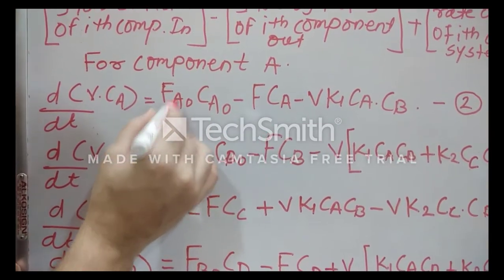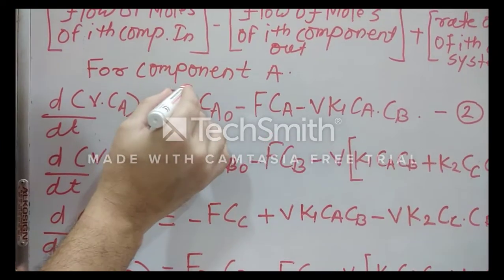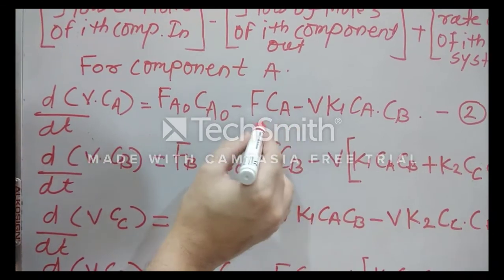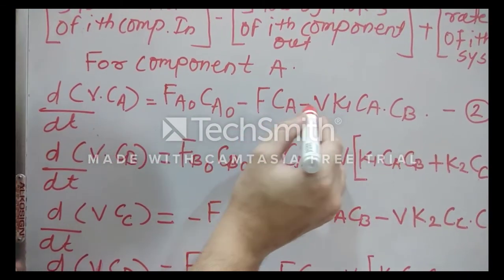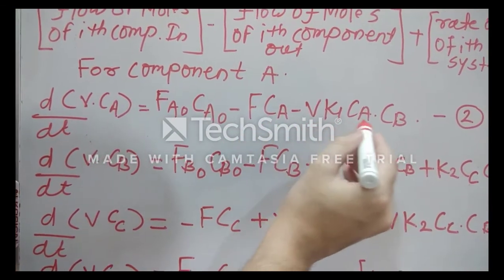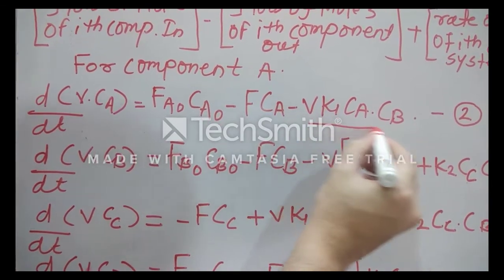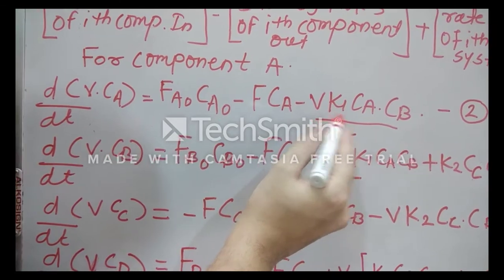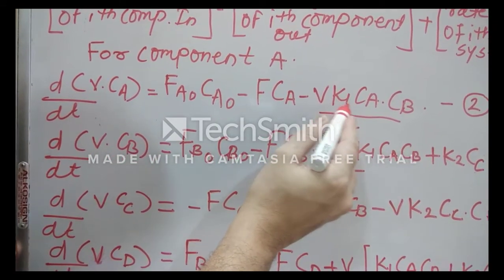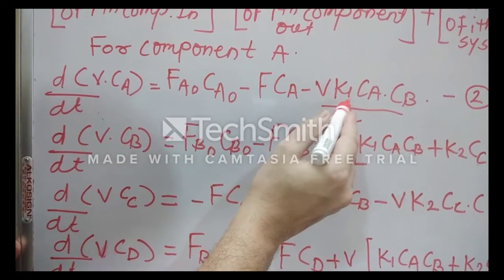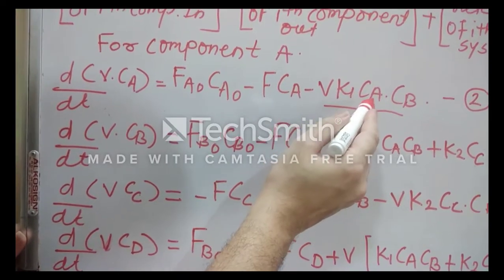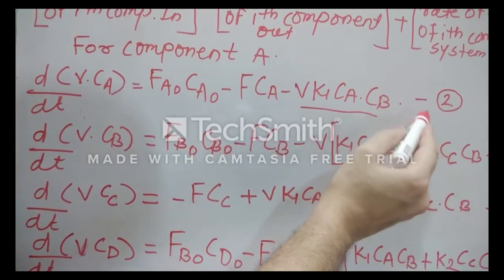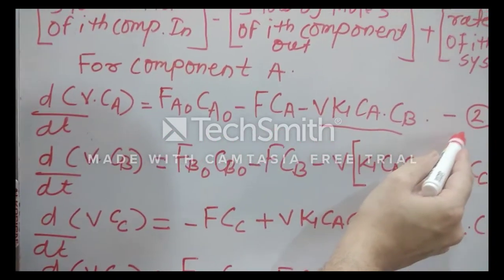So these are the moles of A entering into the system minus F into Ca. These are the moles leaving the system minus V K1 Ca Cb. So this term is the rate of disappearance of A, as this rate of reaction is directly proportional to the concentration of the reactants, that is Ca and Cb. So this equation gives us the component continuity equation for component A.